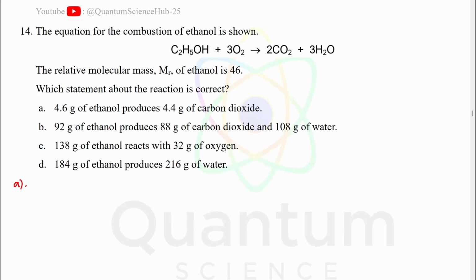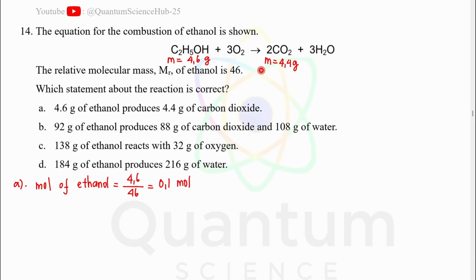So we have 4.6 gram of ethanol. Ethanol is C2H5OH, right? So the mass here is 4.6 gram, and it produces 4.4 gram of carbon dioxide. Where is carbon dioxide? CO2, right? So the mass is 4.4 gram. Okay, let's find the mole of ethanol. Mole of ethanol equals mass over Mr, right? The mass is 4.6 divided by the Mr, which is given as 46. So it equals 0.1 mole.